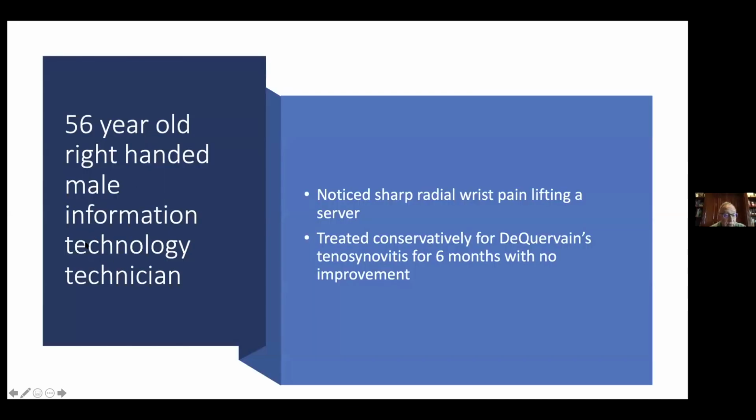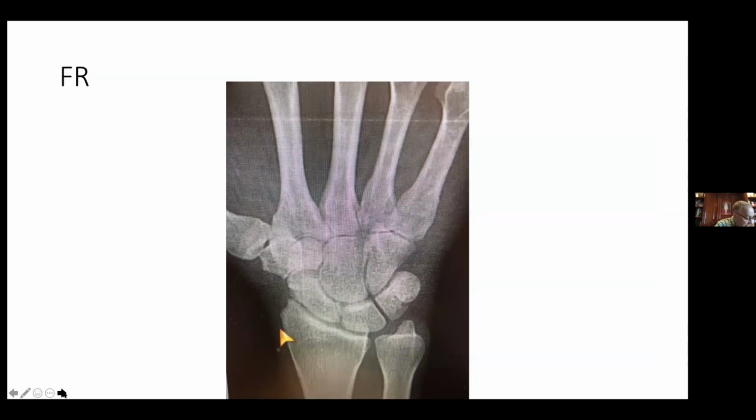56-year-old right-handed male information technology technician. He noticed sharp radial wrist pain lifting a server. He was actually, this is interesting, treated conservatively for de Quervain's tenosynovitis for 6 months with no improvement. So let's look. Let's see, Marcus. What do you see here?